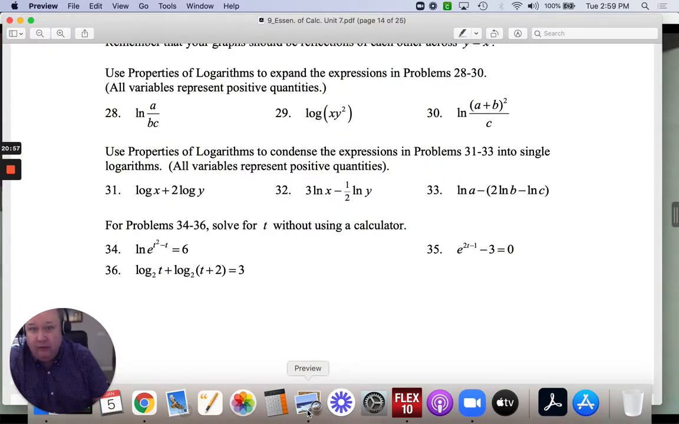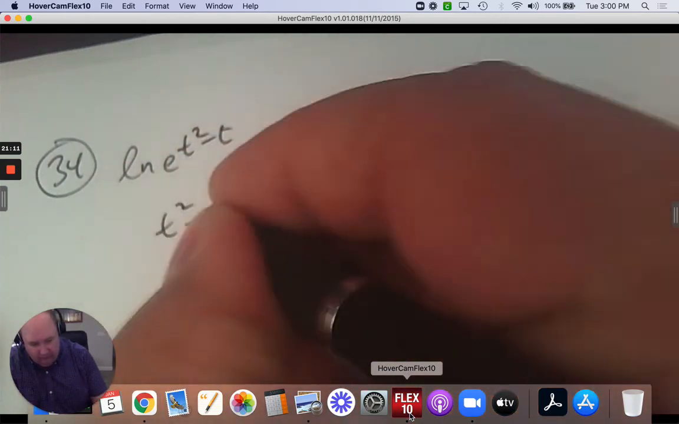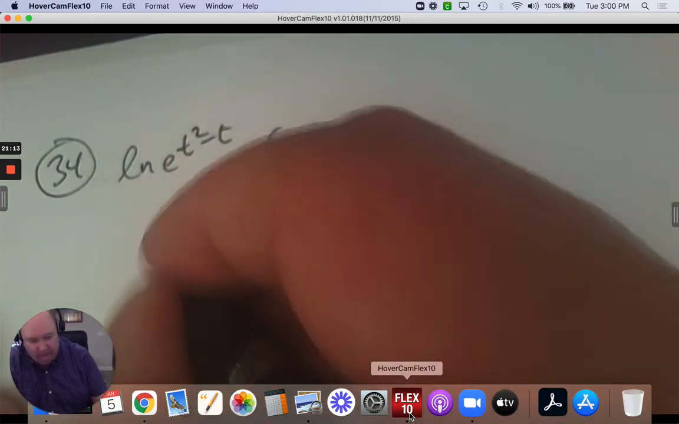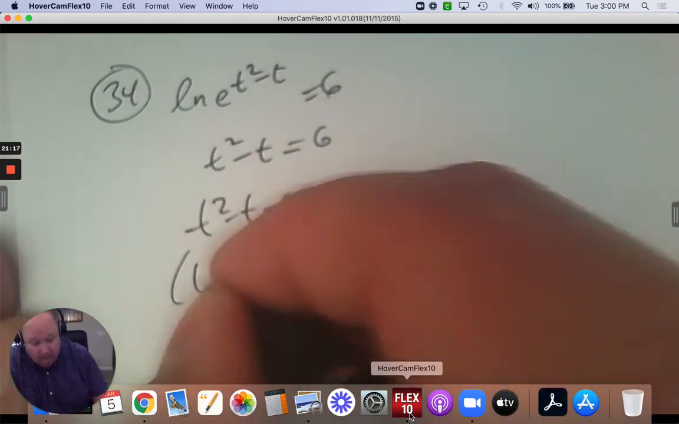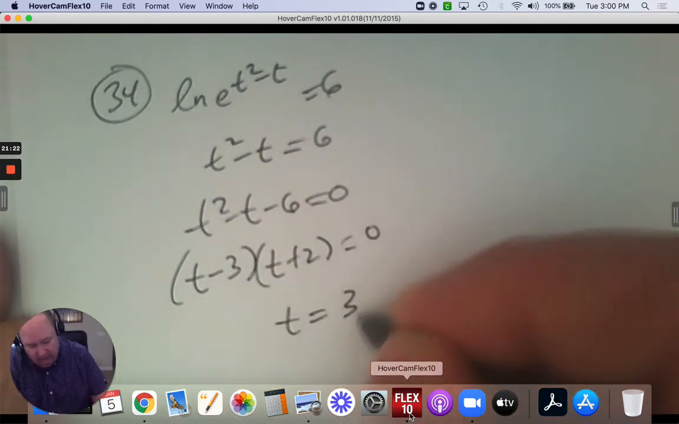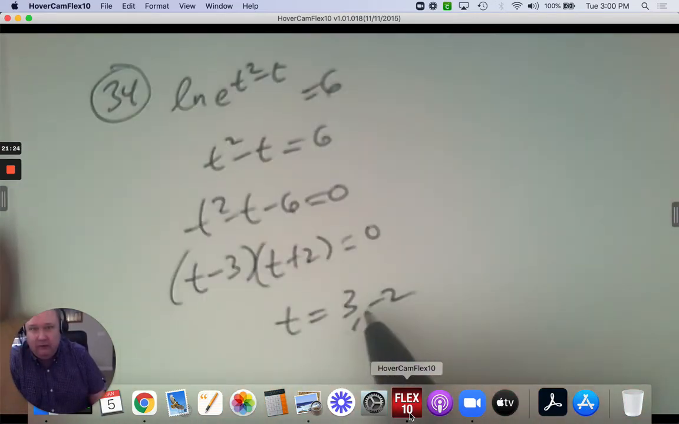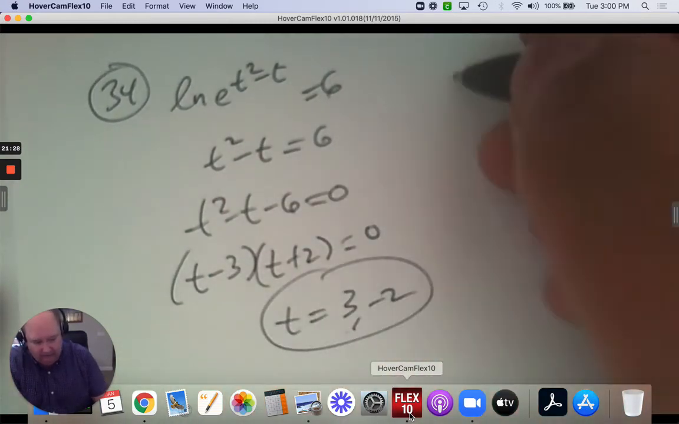In 34 it says, without using a calculator, can you solve these equations? And then we're going to solve it with our calculator. So how would I solve this? Ln and e undo each other. So it's just t squared subtract t equals 6. Subtract 6, make it equal to 0. It's factorable. It's -3 and +2. If I solve it, each factor has a solution. For an exponential here in the exponent, there are no restrictions, so it's done.